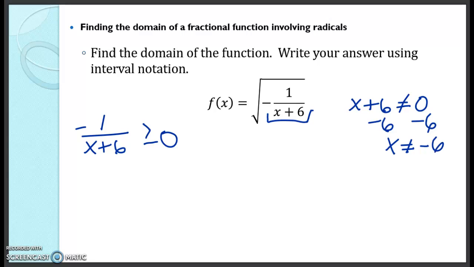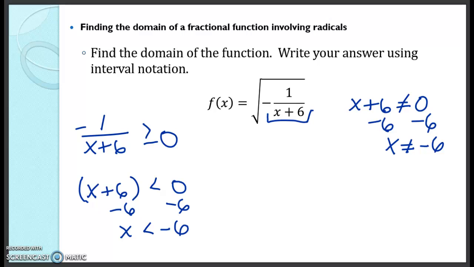Alright, but let's take a look at this one. Let's think logically about this one. Negative 1 is always going to be negative 1, right? I would need x plus 6 to also be negative in order for negative 1 over x plus 6 to be greater than or equal to 0, because a negative divided by a negative is a positive, right? So x plus 6 less than 0, subtract 6 from both sides, and x needs to be less than negative 6.